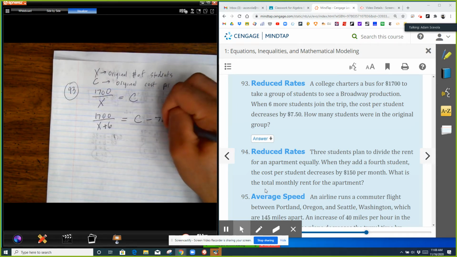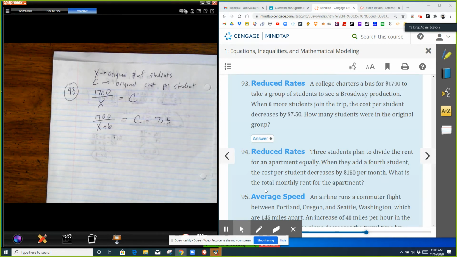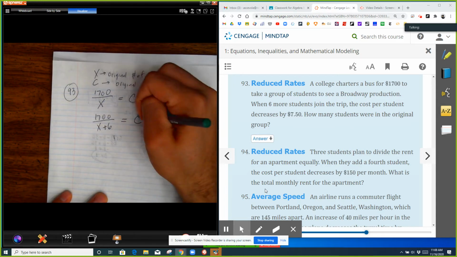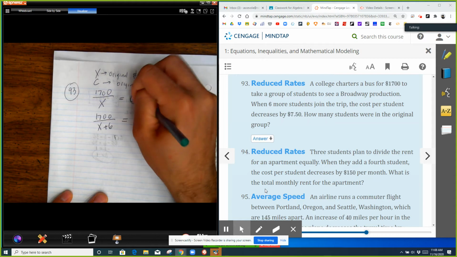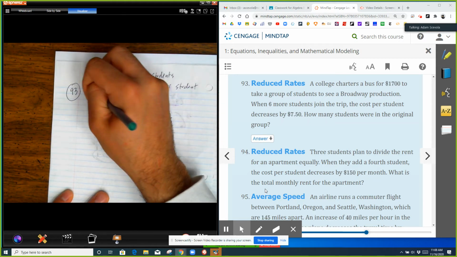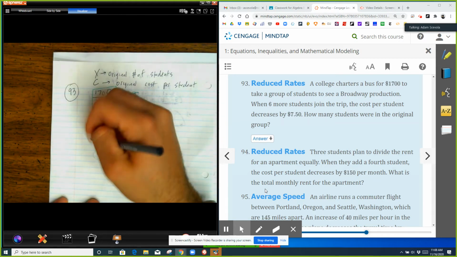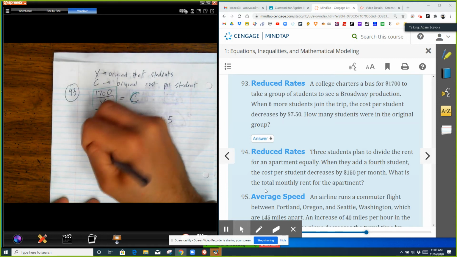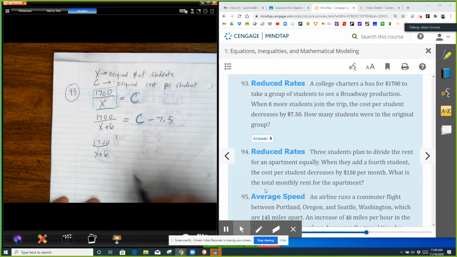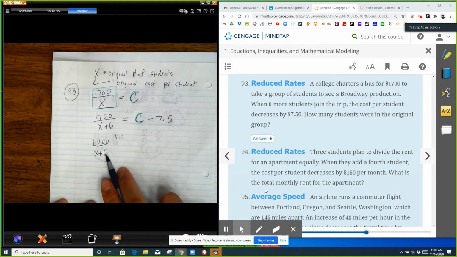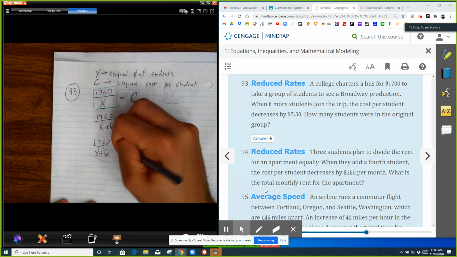Now we have a system, and we could substitute. We could take C and replace it with this here. So we have 1,700 divided by X plus 6, which represents the cost per student after you add the 6 more people, equals 1,700 divided by X, which is the original amount, which is more expensive. So we subtract $7.50 because it was exactly $7.50 more expensive. And then we get this equation right here.